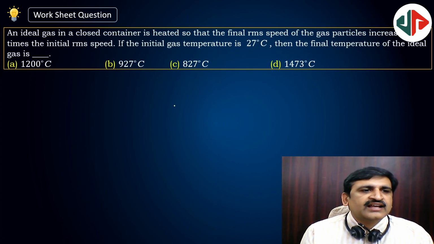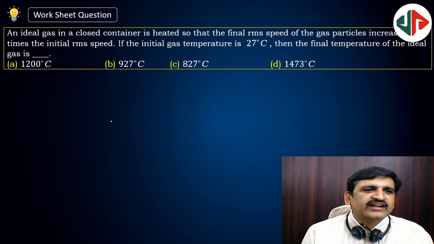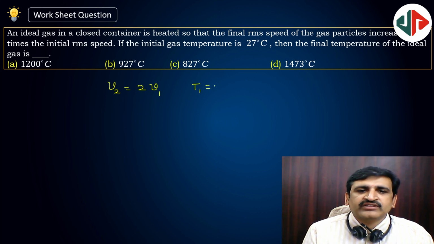Kinetic theory of gases is a small chapter and will give you a guaranteed question, so concentrate. An ideal gas in a closed container is heated so that the final RMS speed of the gas particles increases by 2 times. If the initial temperature of the gas T1 is equal to 27 degrees Celsius plus 273, is equal to 300 Kelvin, the final temperature of the gas T2 is equal to how much?